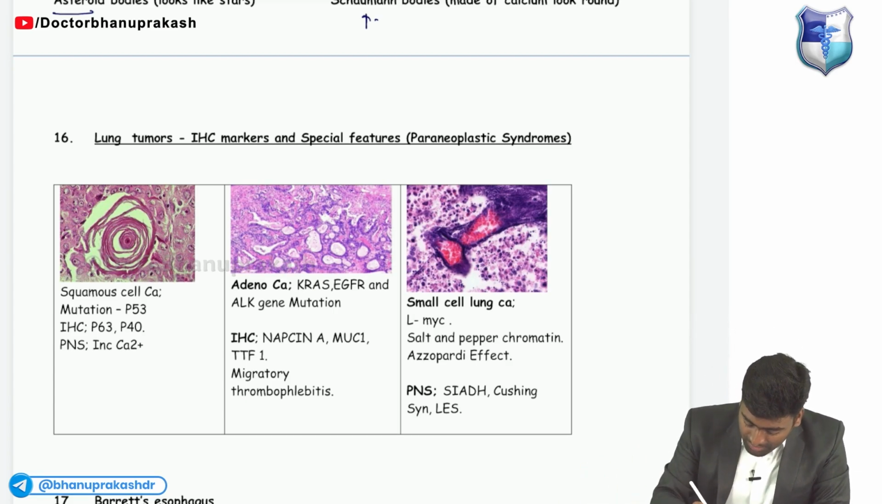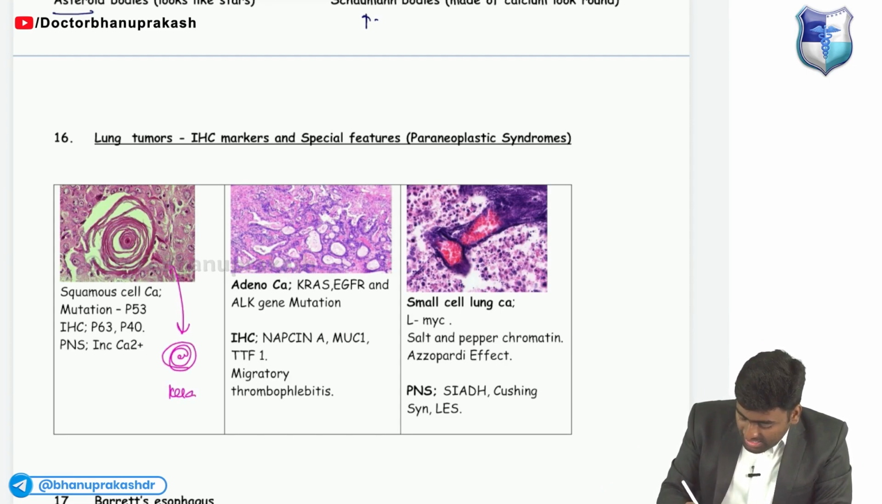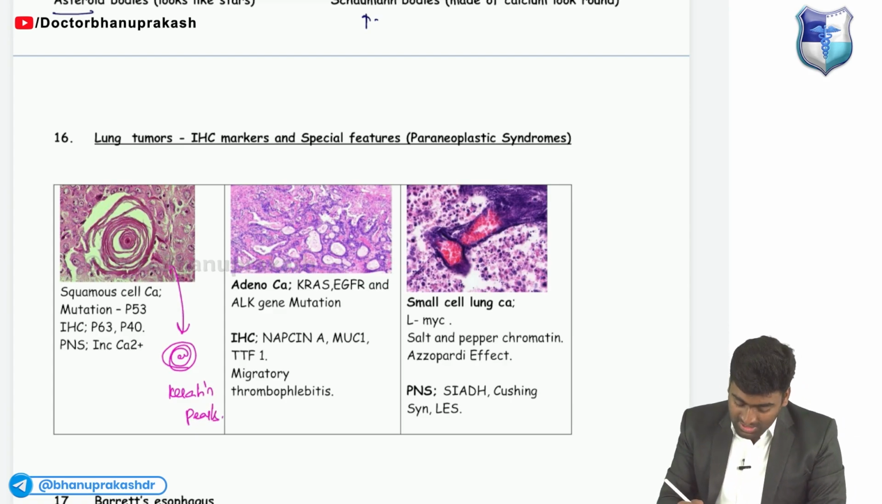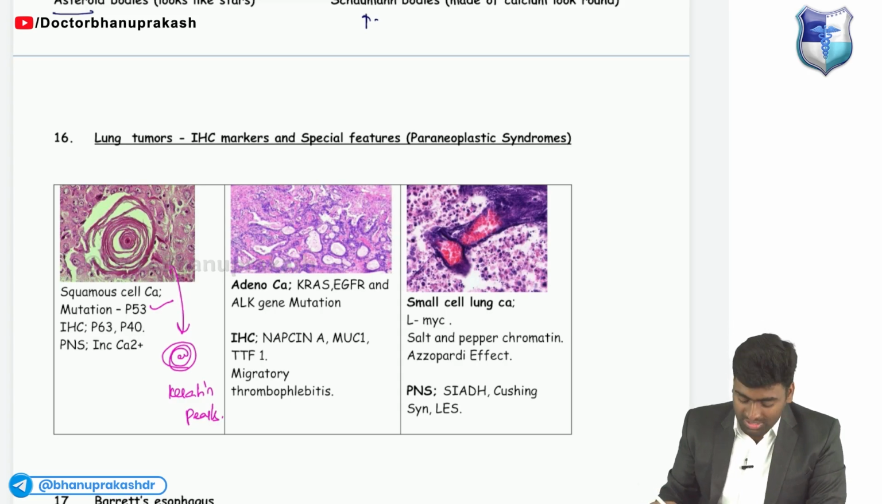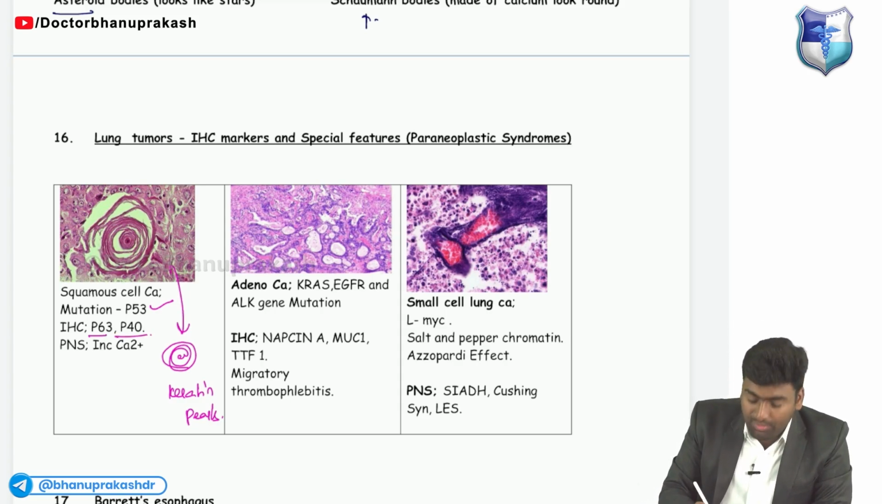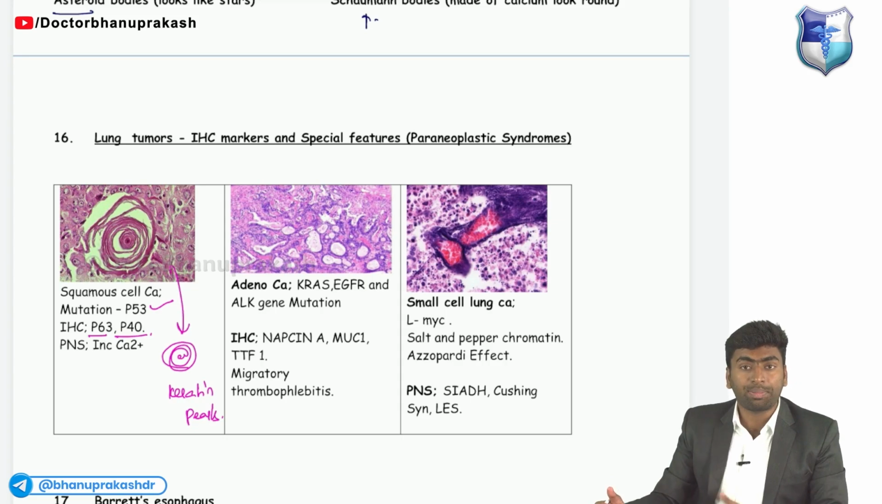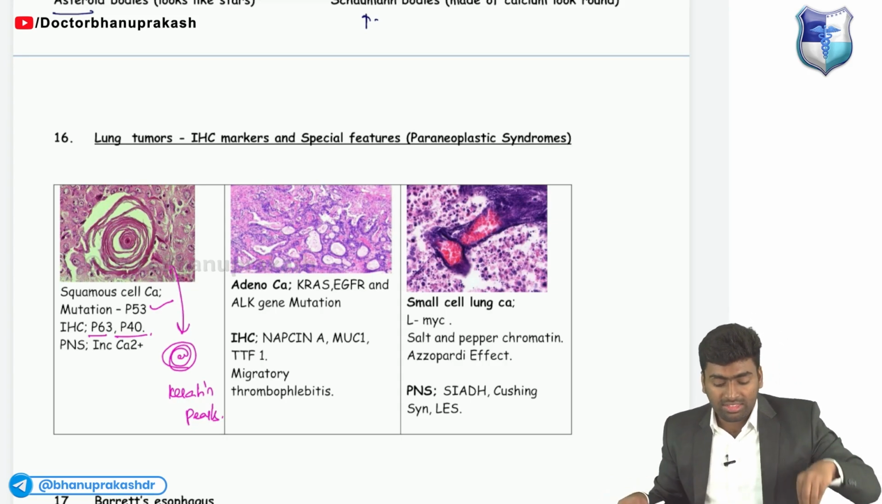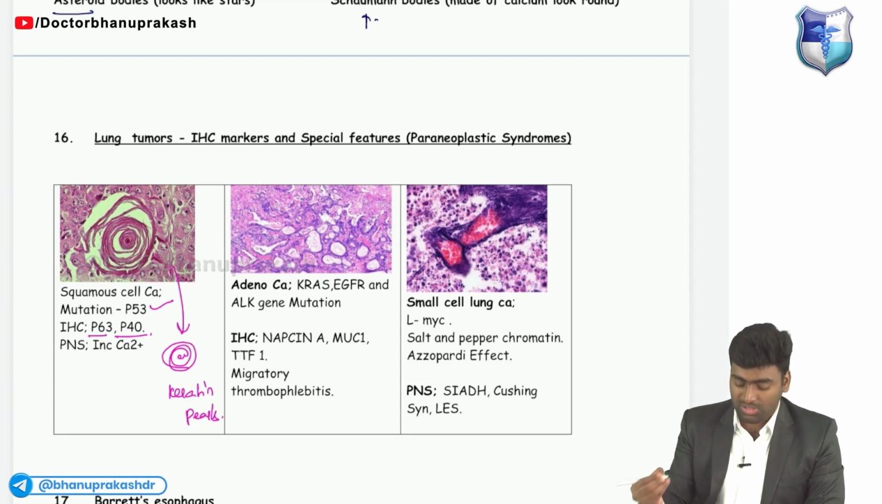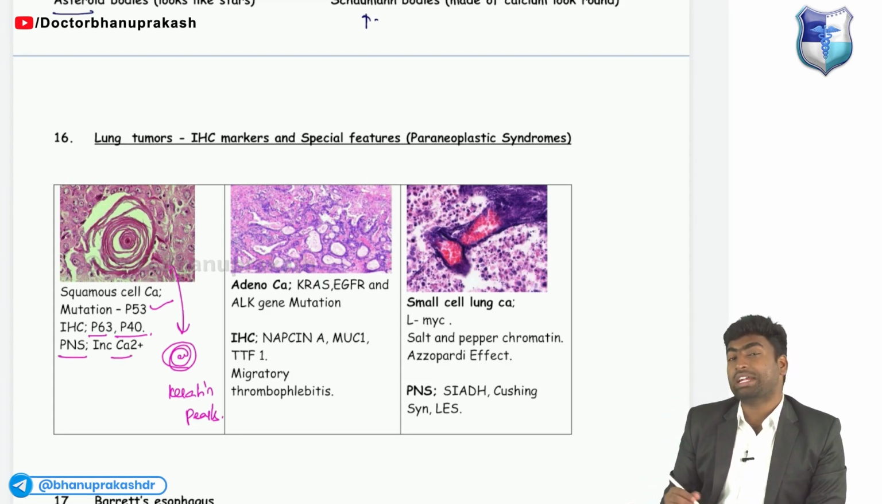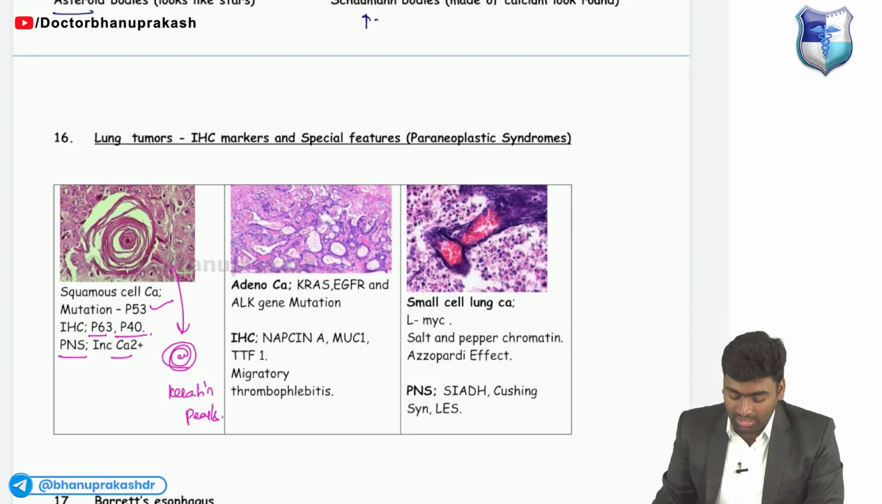So you saw this type of walling like an onion peel. It is what is known as keratin pearls. The keratin pearls will be seen in the case of squamous cell carcinoma, and it is due to the mutation of P53, and it will be having positivity for P63 and P40. We told, right? We need to confirm it. I am a pathologist, right? I need to tell, yes, this is correct. So P63 and P40 will be positive for squamous cell carcinoma, and it causes a paraneoplastic syndrome, which is just hypercalcemia.